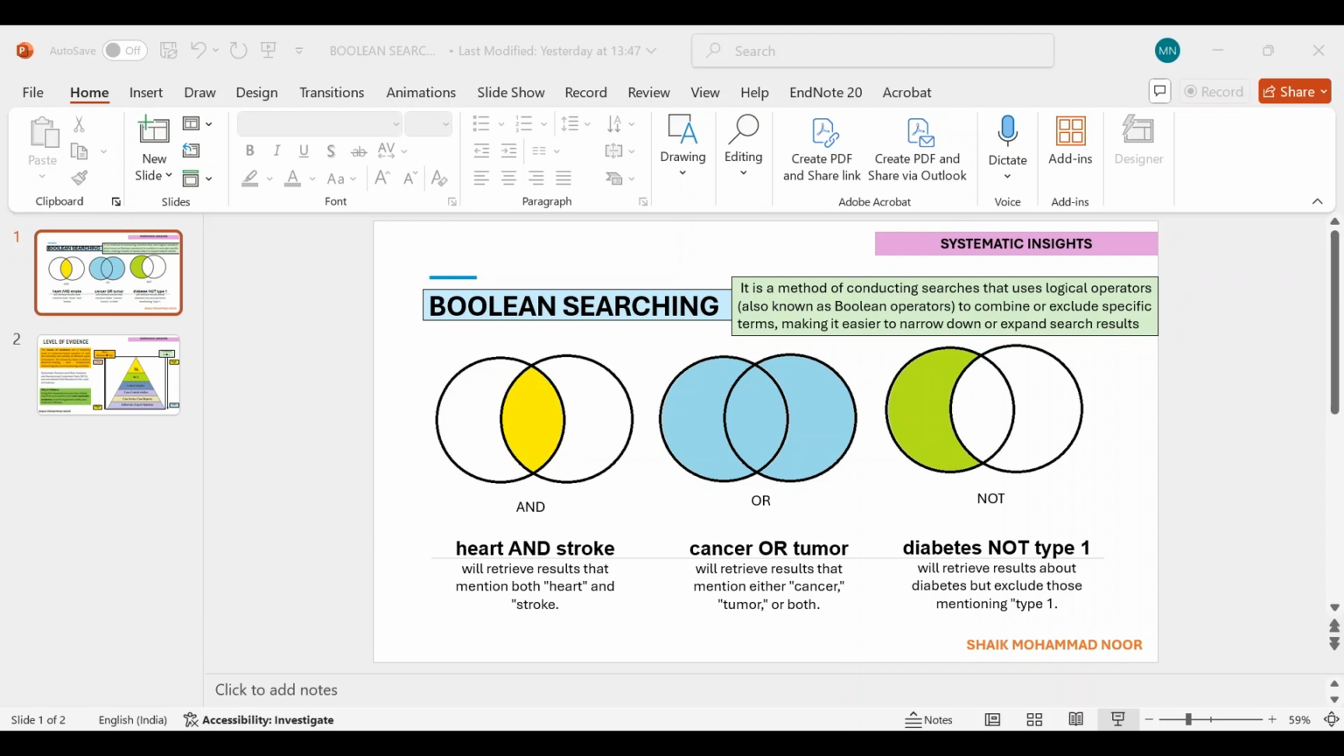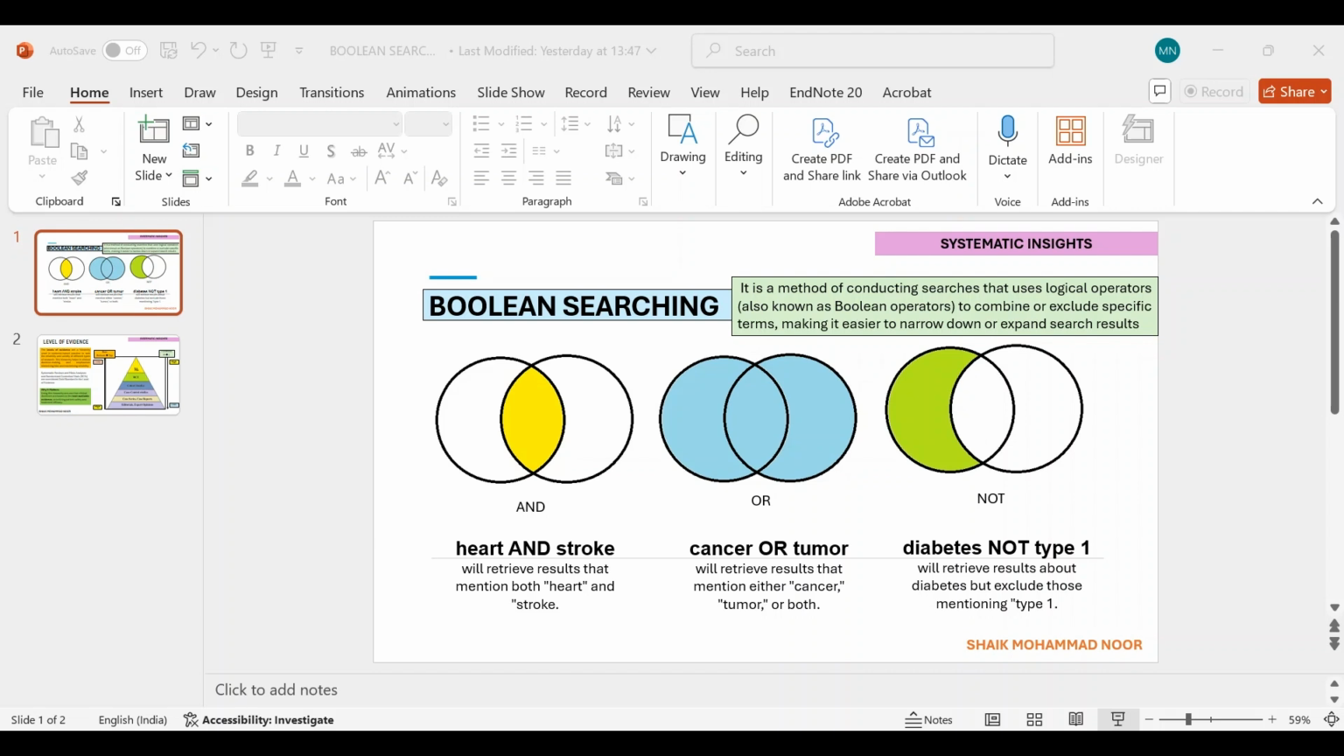So if I search these words in the search bar, I might get a few results or may not. But when we use these Boolean operators AND, OR, NOT, we'll get the exact outcome we are thinking of. Here I have given examples of AND, OR, NOT. So let's look into them one by one.